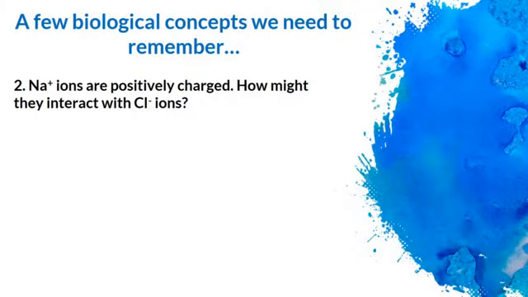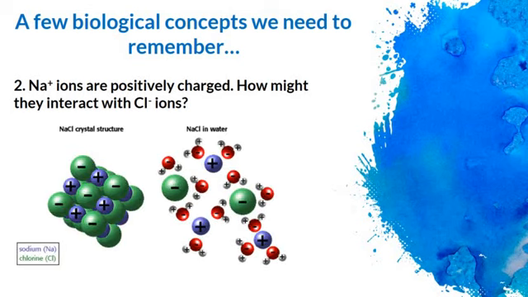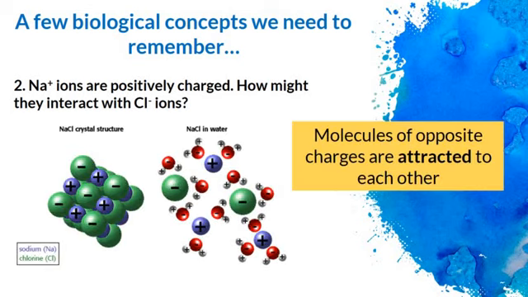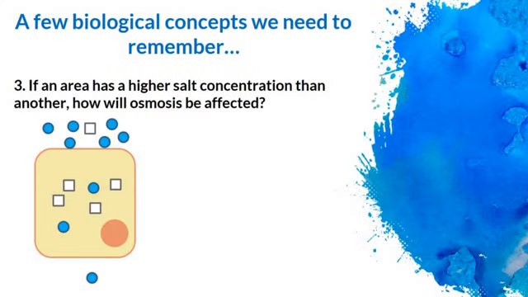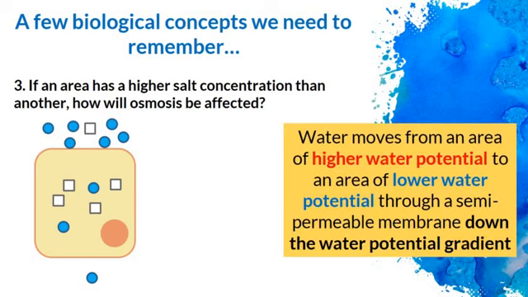In our second question, we have sodium ions are positive, chloride ions are negative. Hopefully we know that molecules of opposite charges are going to be attracted to each other. This means they might move towards each other. In our third question, if an area has a higher salt concentration than another, we can think about water moving from an area of higher water potential to an area of lower water potential through a semi-permeable membrane, down the water potential gradient.